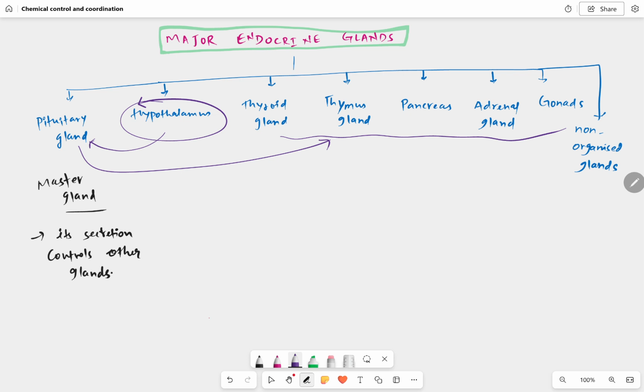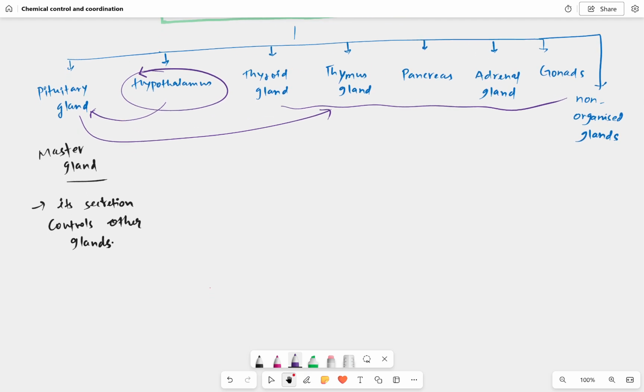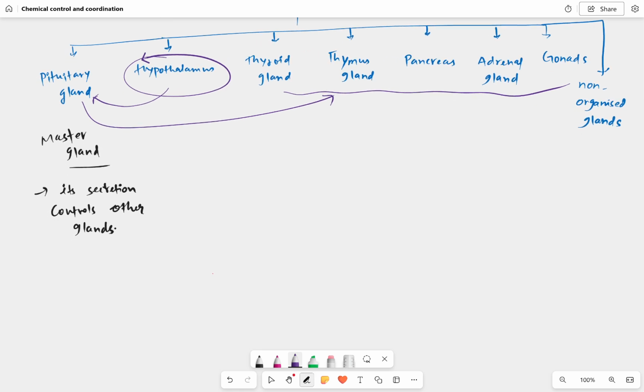So since the pituitary is already given the name master gland, the hypothalamus is left with the name gland of glands, right? So there's no specific name for the hypothalamus, but this is just a brief about the pituitary gland and hypothalamus, how the study proceeded in the initial days of endocrinology, and why it is called the master gland, and how it is controlling the action, we will uncover in our next slides.